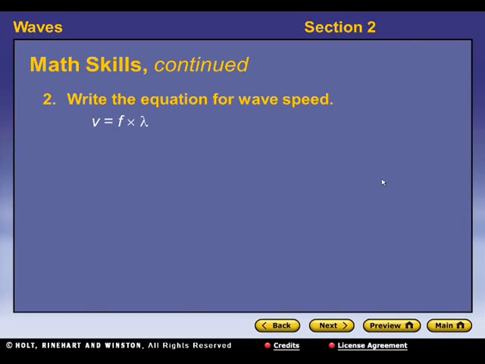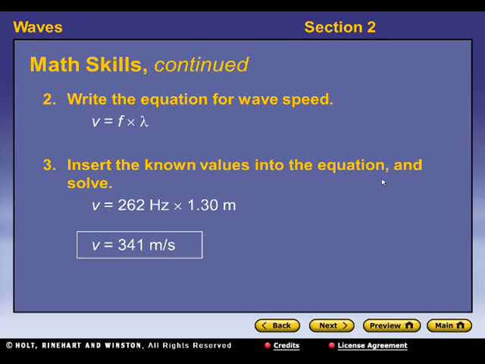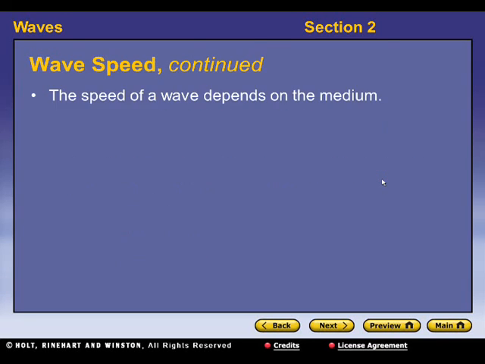So going back to the wave speed equation, the wave speed is frequency times wavelength. We insert the known values into the equation and solve. So 262 is the frequency, 1.3 is the wavelength, so you multiply those two together and get 341 meters per second.